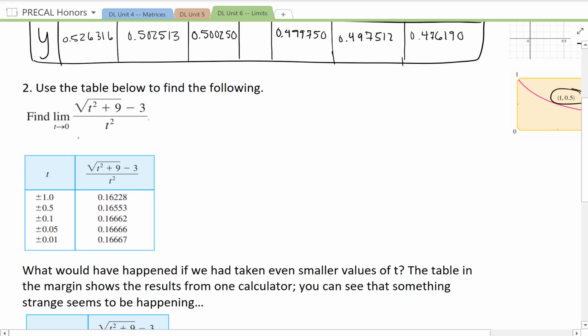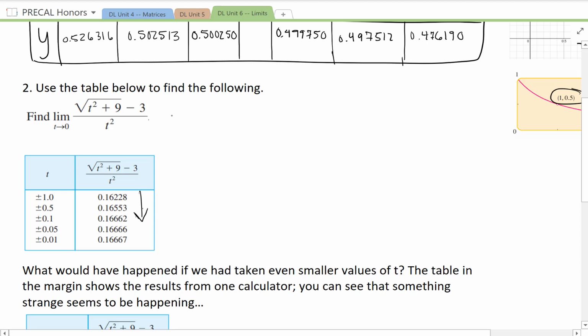Find the limit of the square root of t squared plus 9 minus 3, all over t squared, as t approaches 0. So they already gave us a table. Awesome. What does it appear to be approaching? They put plus or minus because whether you put in a positive or a negative, both times it's being squared. So this is giving you a picture from both sides already.